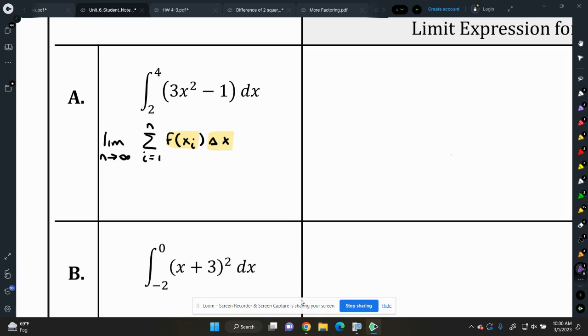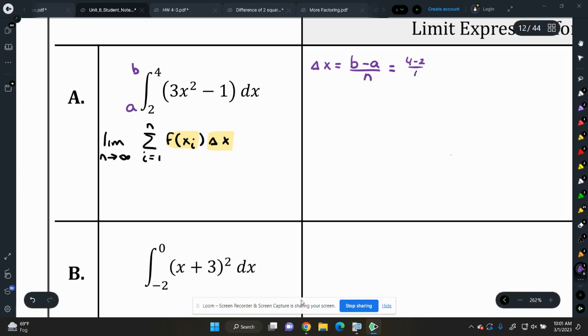So how do I find delta x? You take the difference of the interval over n. Remember, our integral goes from a to b, always the smallest number to the largest. So this is going to be 4 minus 2 over n. So that's 2 over n. So delta x is 2 over n.